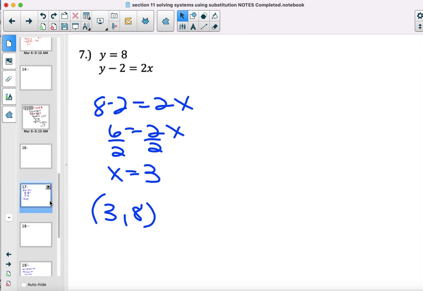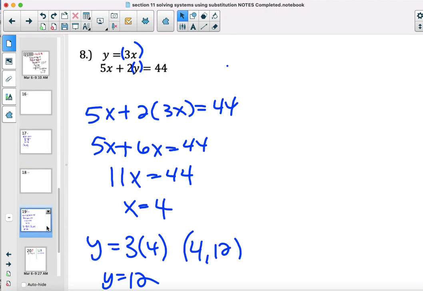Example number 7 is actually easier than any example we have done so far, but sometimes those easy ones are the ones that trick us because I gave you an answer immediately right away. It says y equals 8, and so that is already done. The only thing you have to do then is take that 8 and plug it in, and then it says 8 minus 2 equals 2x, so you have to take that 8 minus 2, which is 6, and then divide both sides by 2, so you can see that your answer is 3 for the x value. And then again, that 8 was already given to us, so we just plug it into the ordered pair. There's no work to do to get it.